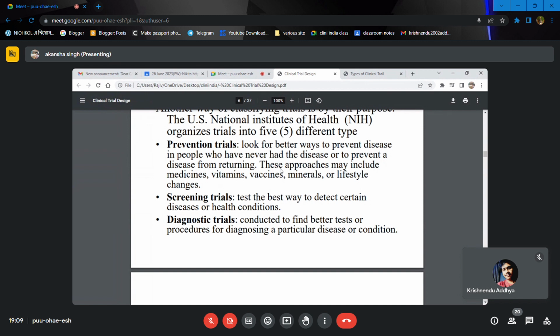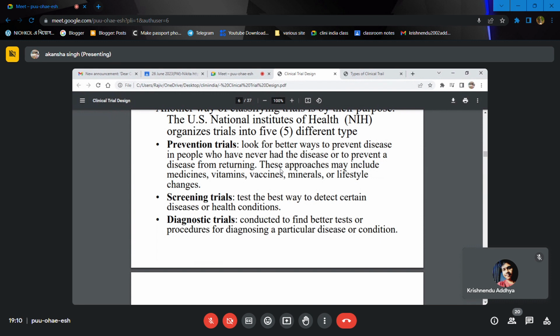Developing vaccines, medicines for prevention, vitamins or lifestyle changes all come under preventive trials. Then we have screening trials. We can take the example of cancerous cells. We have to study and screen to see what stage the patient is at and how far the disease has spread. So all tests based upon the detection of certain diseases or health conditions come under the screening trial.